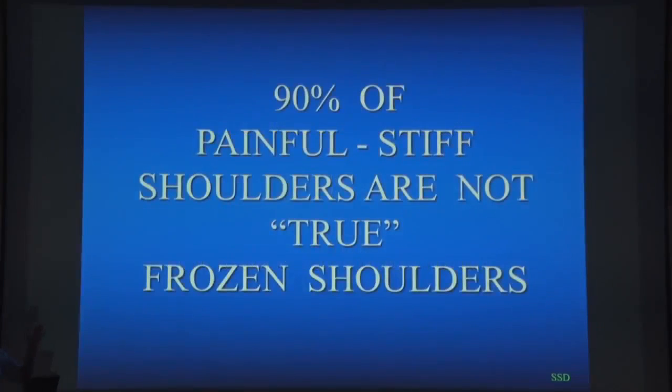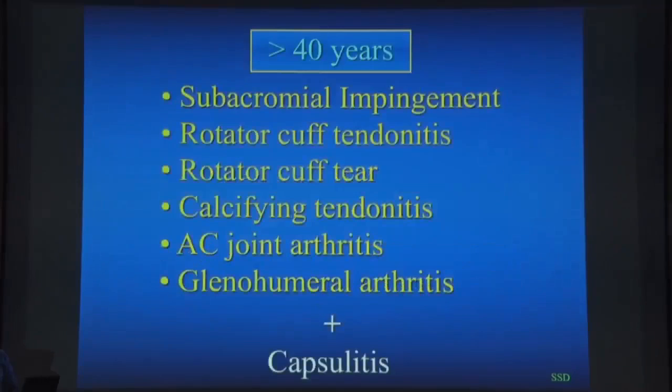Now we all know, this is an old slide, that the majority of these painful stiff shoulders are not necessarily frozen shoulders, what is truly called capsular fibroplasia. They are most of the time secondary capsulitis, secondary to this list of primary conditions. And if you look at it with a little perspective, all these are degenerative conditions of either the joint around the shoulder joint or of the rotator cuff.